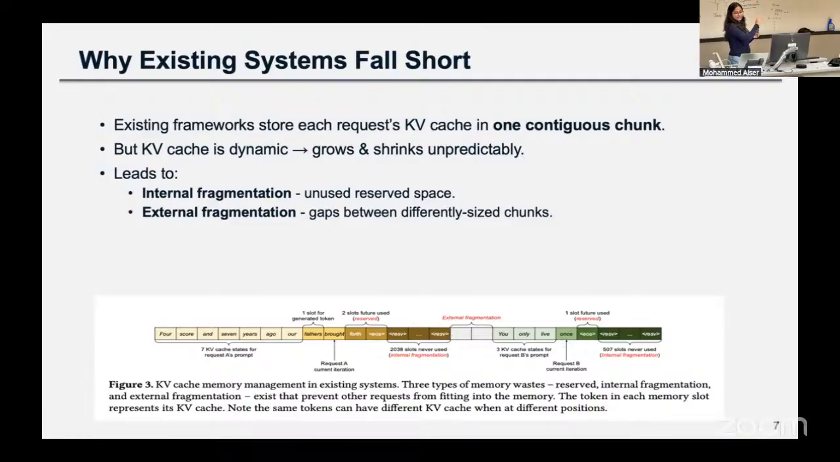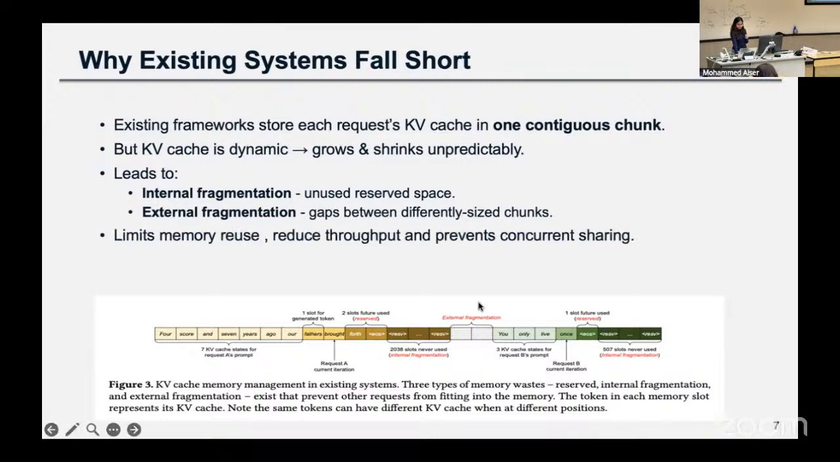And between request A and request B, you can see there are 2 small gray boxes, right? It is too small to fit a new request, and we can't use it for any previous request either. So this space also gets wasted, and this is called external fragmentation because it is outside the request. Similarly for request B, you can see there is reserved space at the end, which goes to waste. This fragmentation issue limits memory reuse, reduces throughput, and prevents concurrent sharing.